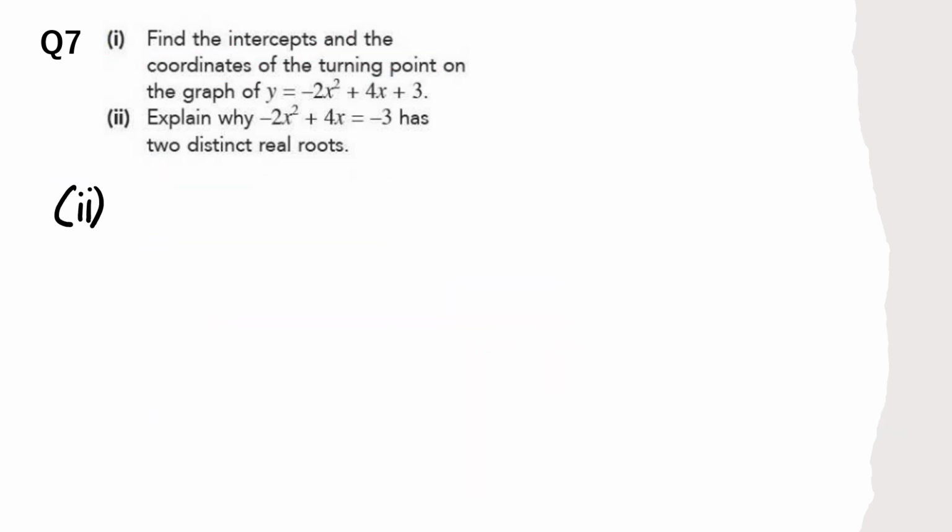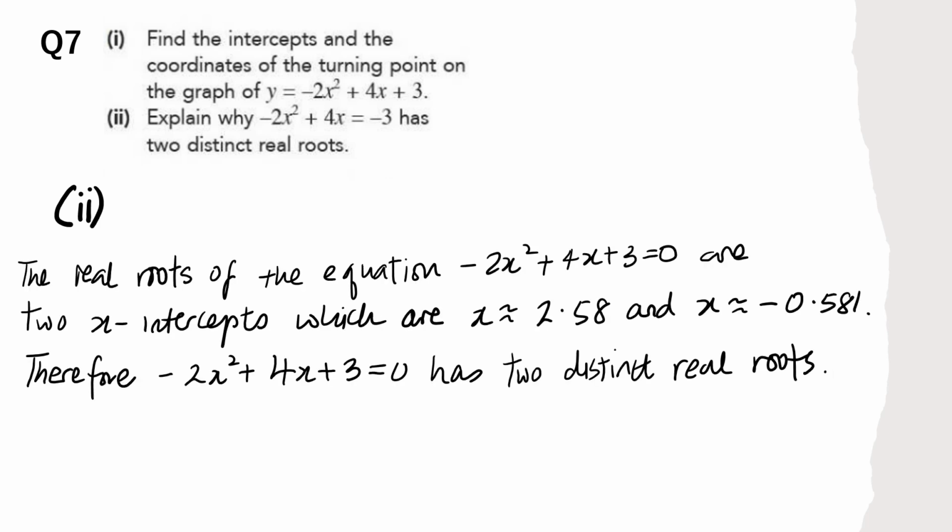Right, so for part 2, we need to explain why the quadratic equation given has two distinct real roots. From part 1, first of all, we need to understand that the real roots of the equation negative 2x squared plus 4x plus 3 equals 0 are actually the two x-intercepts, which we found earlier in part 1, which are 2.58 and negative 0.581. So therefore, these 2.58 and negative 0.581 are two real and distinct roots.